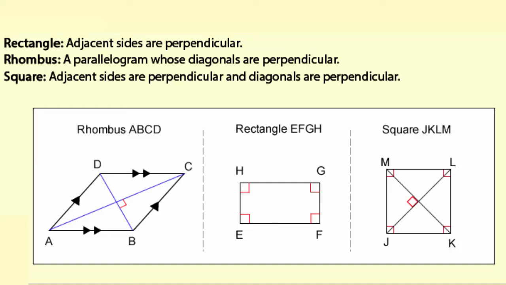The big picture for this lesson is slope criteria and proving quadrilaterals. There are different slope relationships that can help you determine what type of quadrilateral you have. Perpendicular relationships: for a rectangle, adjacent sides are perpendicular. For a rhombus, a parallelogram whose diagonals are perpendicular. And a square, adjacent sides are perpendicular and diagonals are perpendicular. So if you can prove those things, you can prove what type of quadrilateral you have.